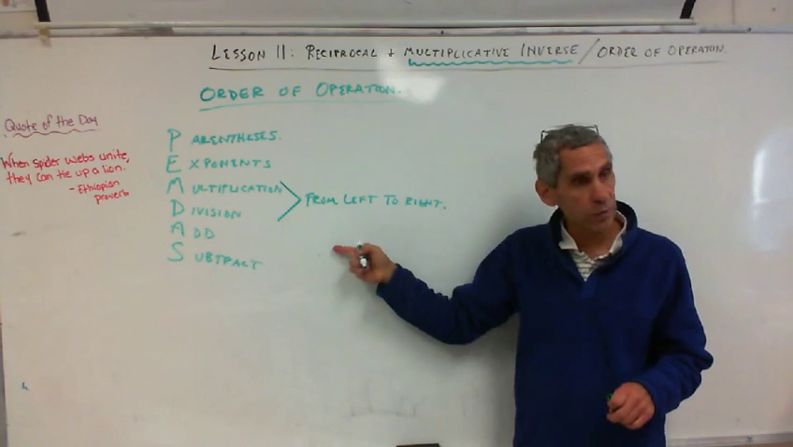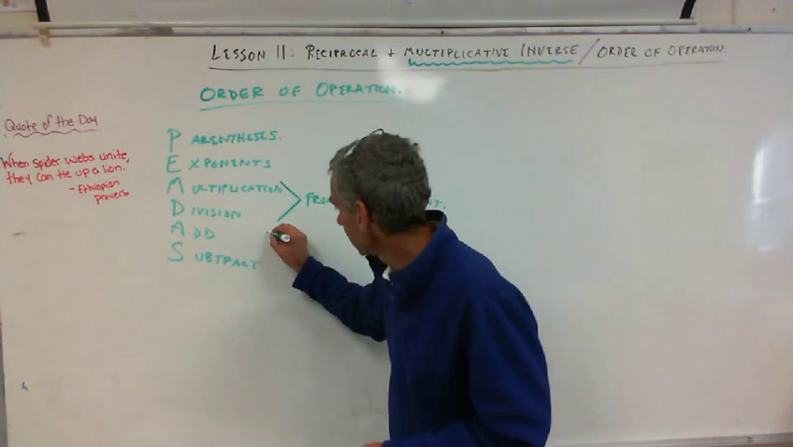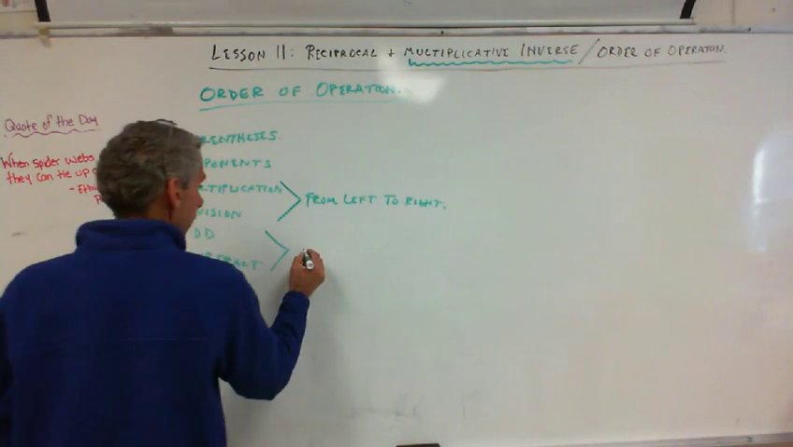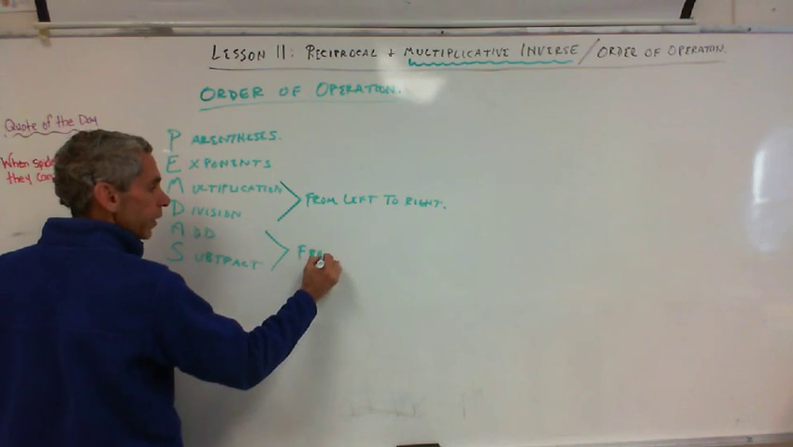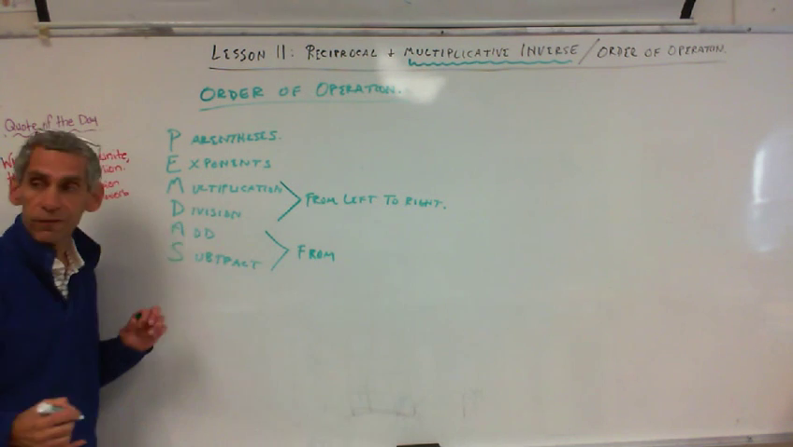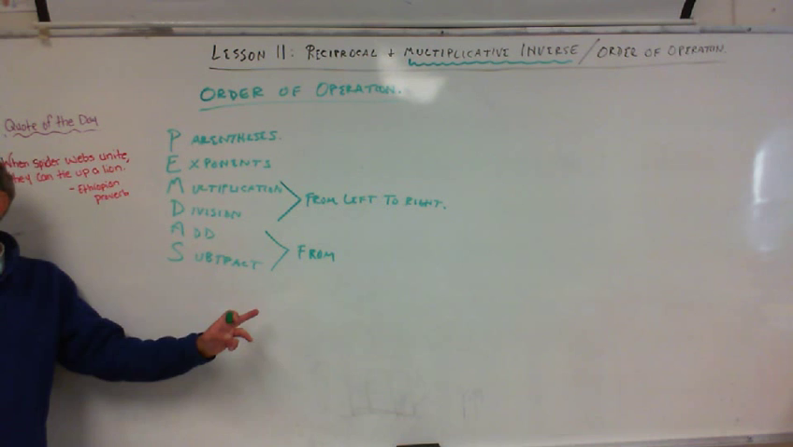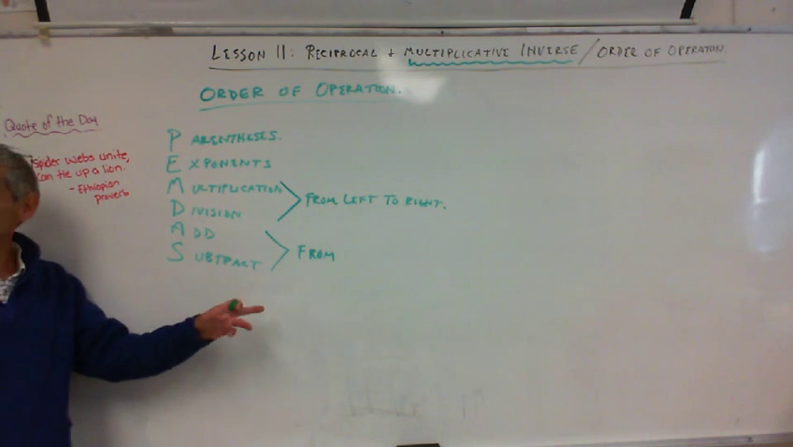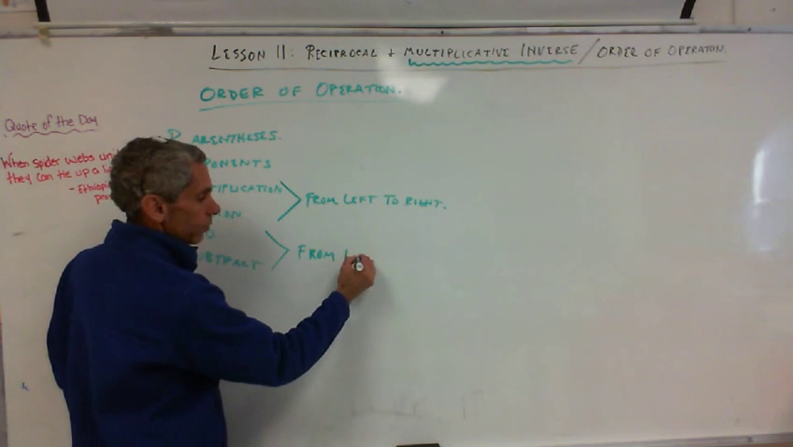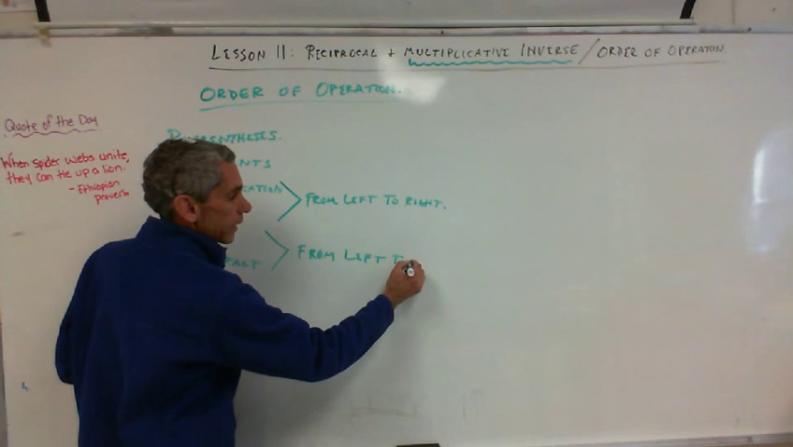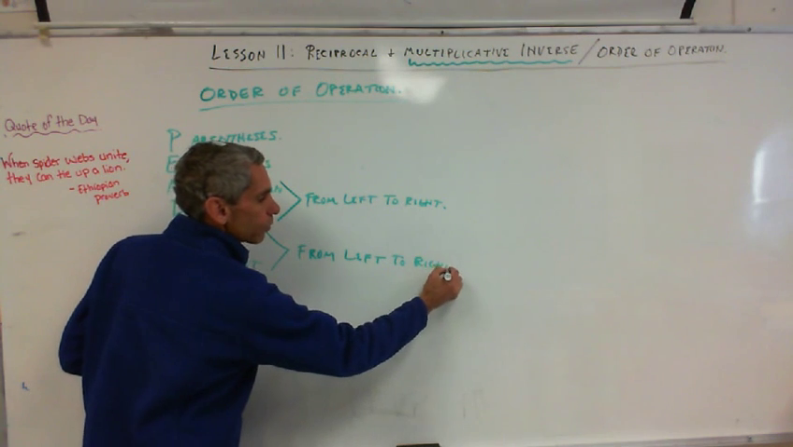And the same rule is true for the add and subtract. You do it from left to right in the problem. So that means if there's a subtraction first, you do the subtraction, and then if there's an addition later, you do the addition. Or if the addition is first, you do the addition. From left to right. Now, does anybody know why this is important?